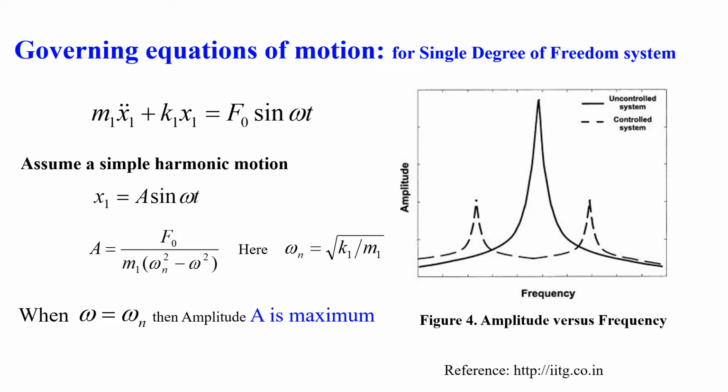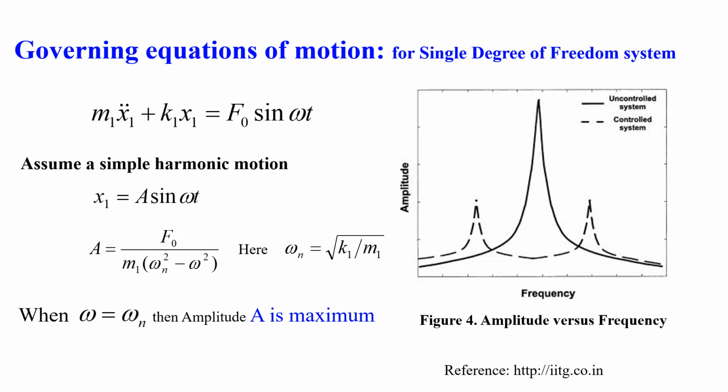When we attach the secondary spring and mass to the primary system, then we get two natural frequencies: omega n1, that is root of k1 upon m1, and omega n2, that is root of k2 upon m2.